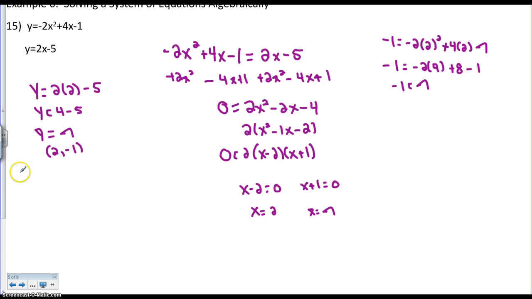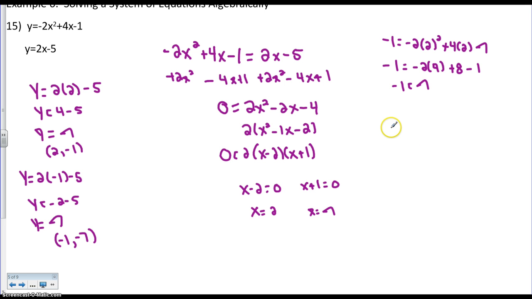So let's work with negative 1. So y equals 2 times negative 1 minus 5. So y equals negative 2 minus 5. So y equals negative 7. So it looks like my other one is negative 1, negative 7.